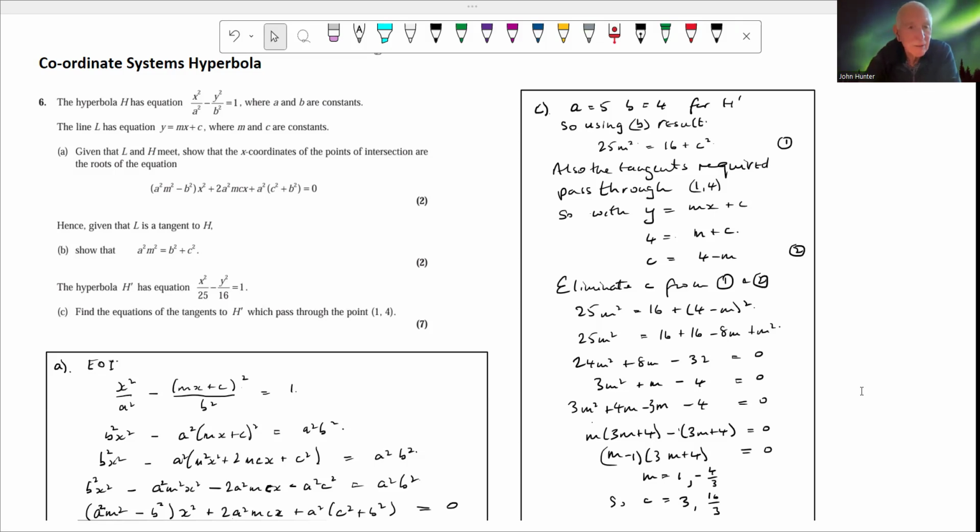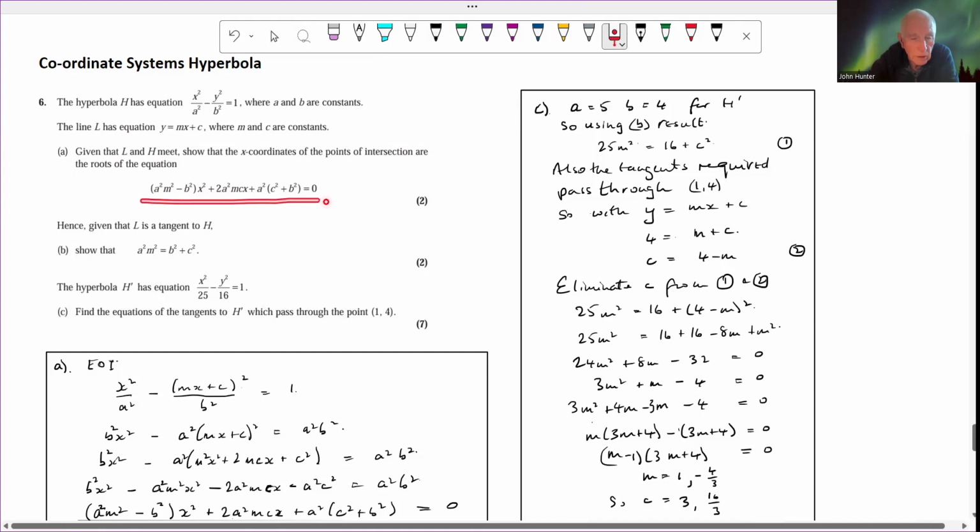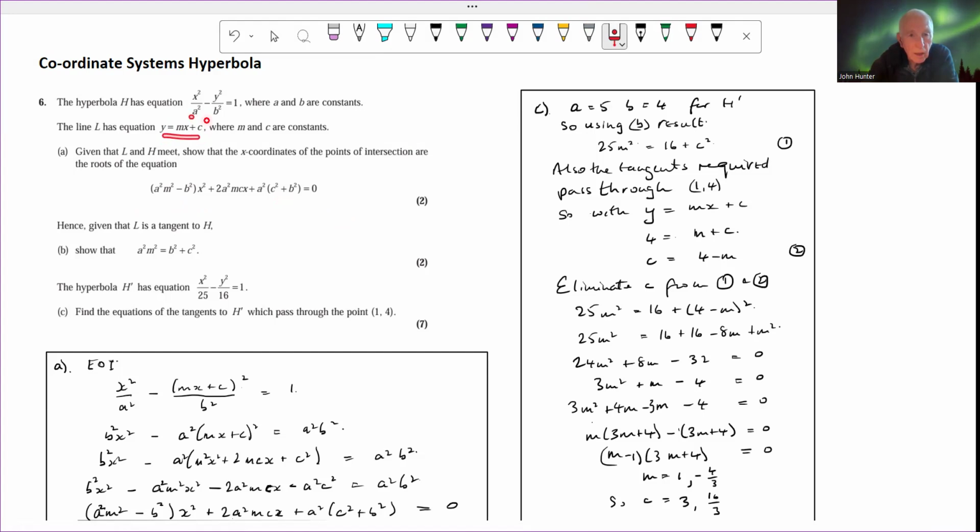So we know there's a hyperbola and we know there's a straight line, but we don't really know what they are, do we? Because of all these unknown constants in. Given that L and H meet, show that the coordinates of the points of intersection are the roots of this equation. Let's see here. This is a quadratic equation. So this is the equation of intersection of these two lines, which are both in their general form. No wonder we've got so many constants in here. Okay, so let's have a look.